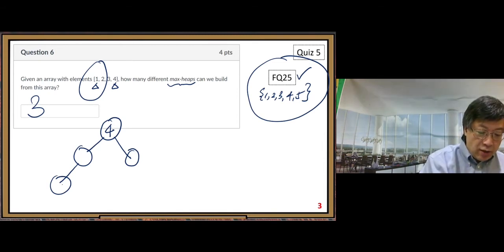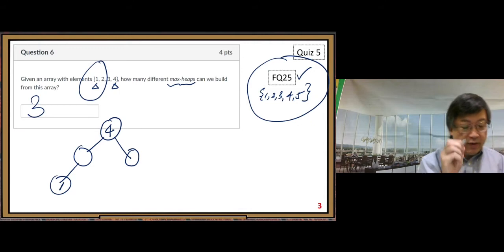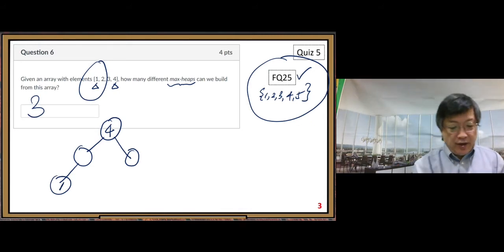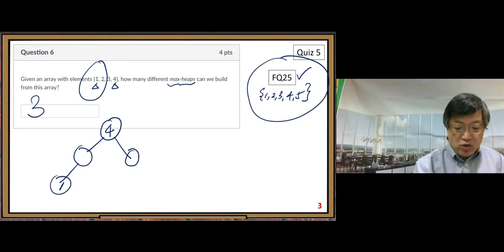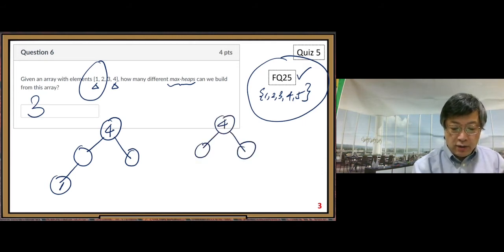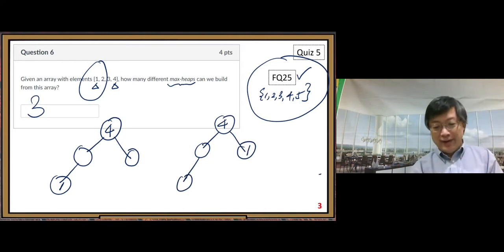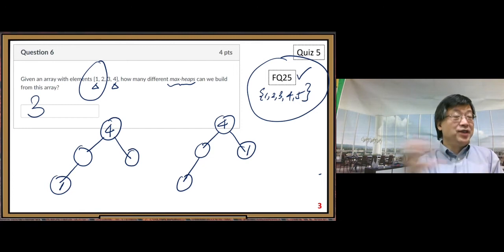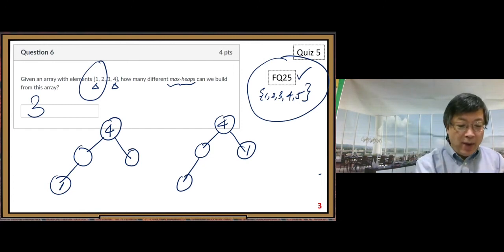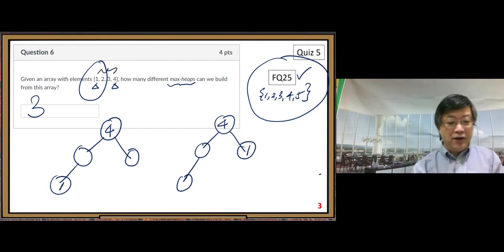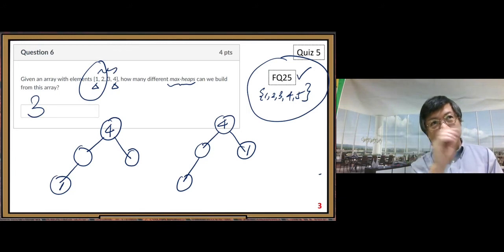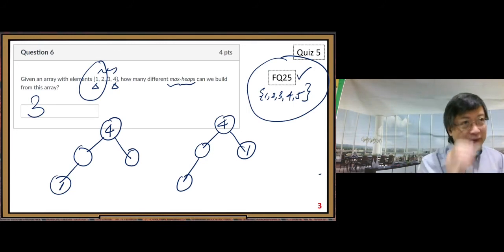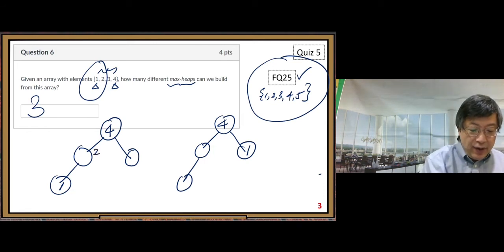One is you put the minimum element here. Another is this one. So let me draw another diagram, but this time I put 1 there. Only these 2 cases. Then the remaining 2 values, 2 and 3. So let's look at the possibilities. Can we put 2 here and 3 there?